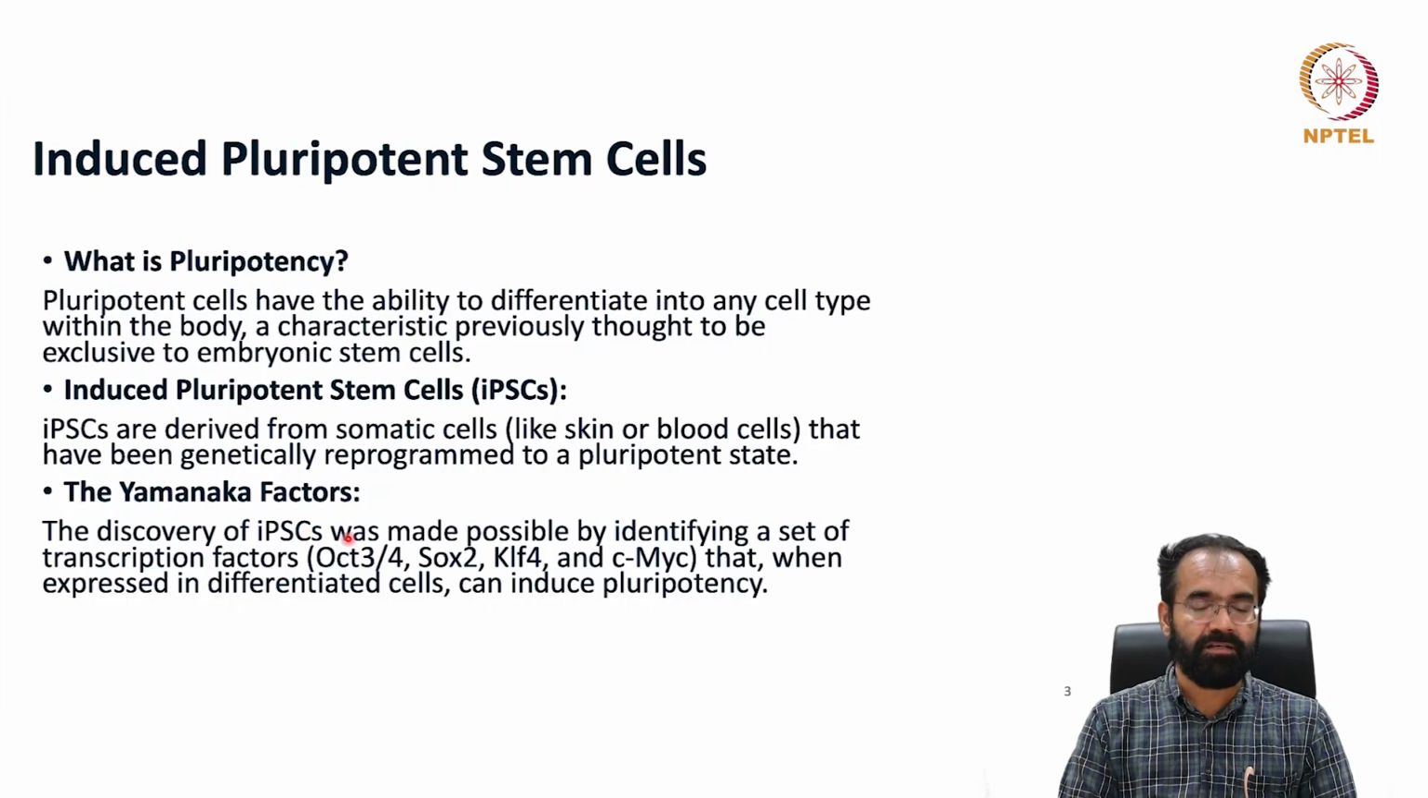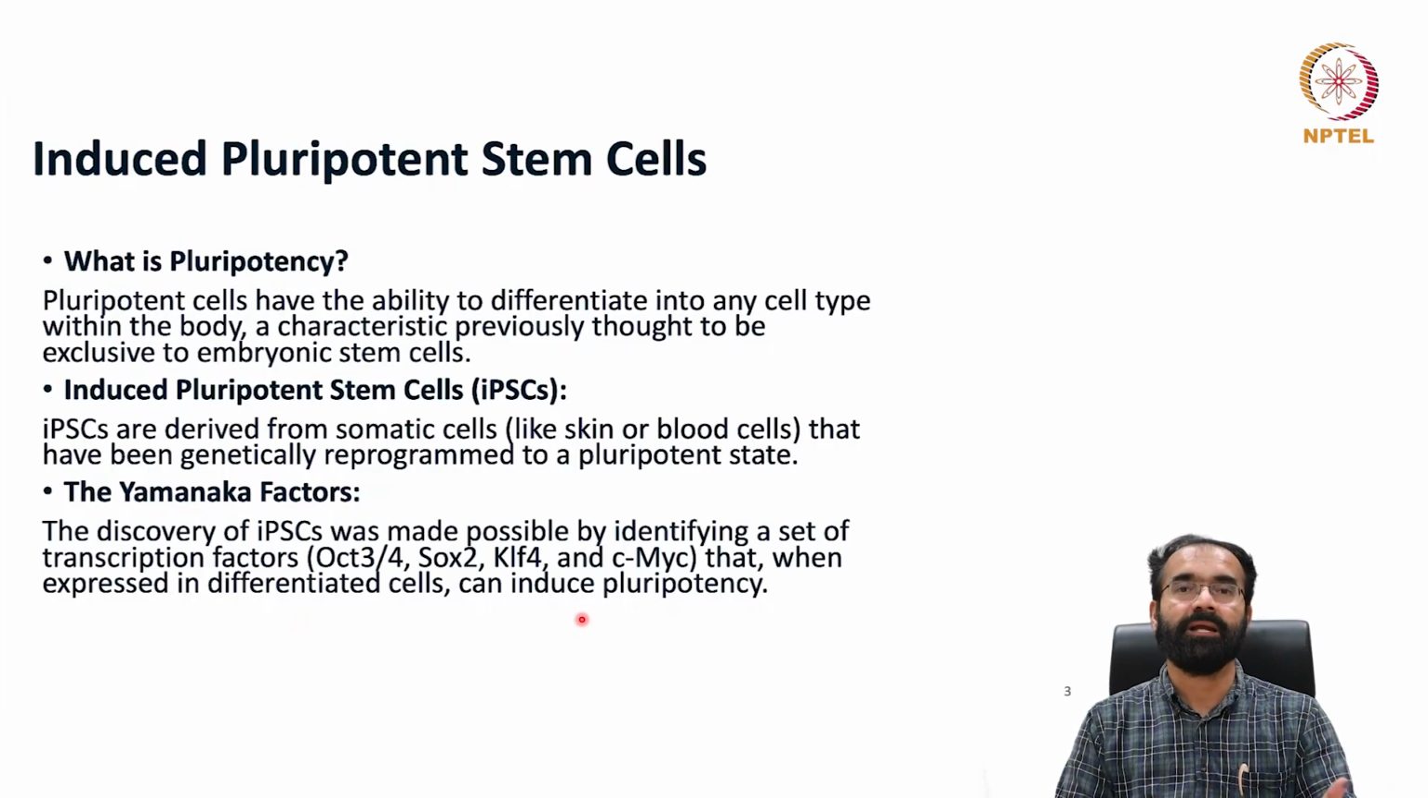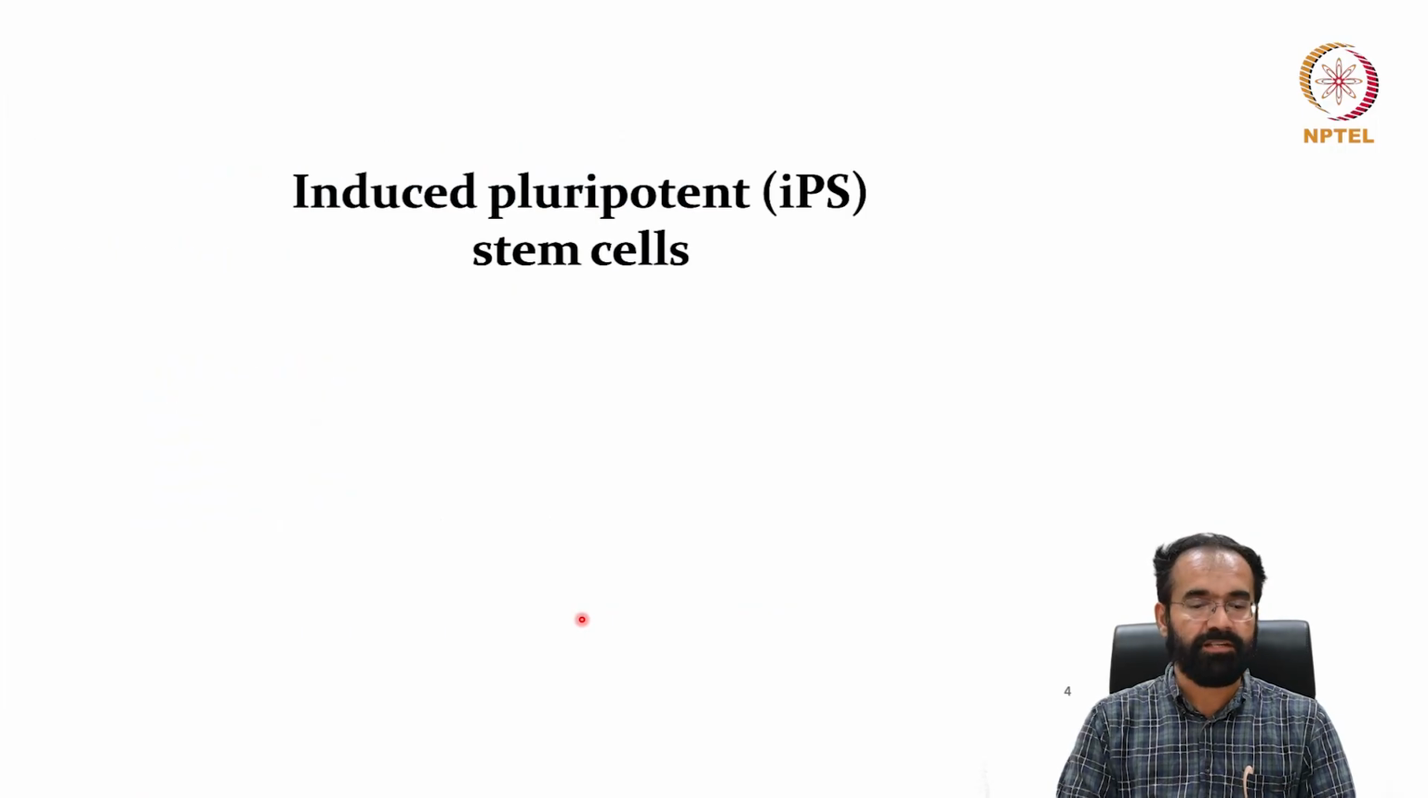Commonly known, iPSC generation is via Yamanaka factors. The discovery of iPSCs was made possible by identifying a set of transcription factors such as OSKM. They are OCT4, SOX2, KLF4 and CMYC. In short form, they are the Yamanaka factors that, when expressed in a differentiated cell such as a skin cell or fibroblast, can induce pluripotency. So these genes, when expressed, can make a differentiated cell into a stem cell.